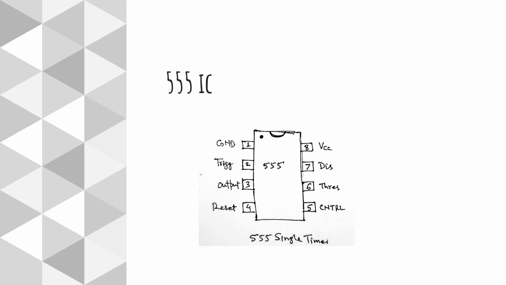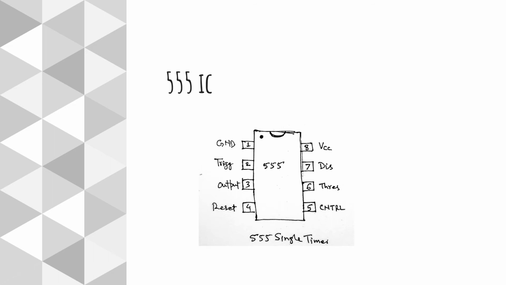Pin number 7. Discharge. It is an open collector output for BJT based timer or open drain output for CMOS based timer. It is used to discharge a capacitor. However, if we are operating this pin in bistable mode or Schmitt trigger mode, then this pin remains unused.